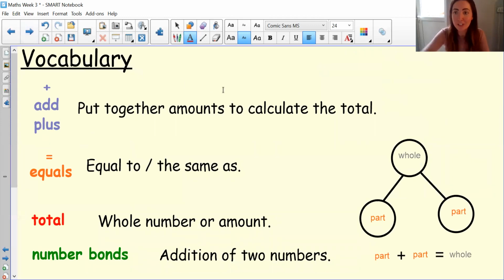Okay, and our vocabulary, which is the same as the last few days, just quickly to go over it again. Add or plus means put together amounts to calculate the total. Equals means equal to or the same as. Total means the whole number or amount. Number bonds means the addition of 2 numbers. And here is our part whole model, just to show number bonds. We have part, add part, come together to make the whole number.